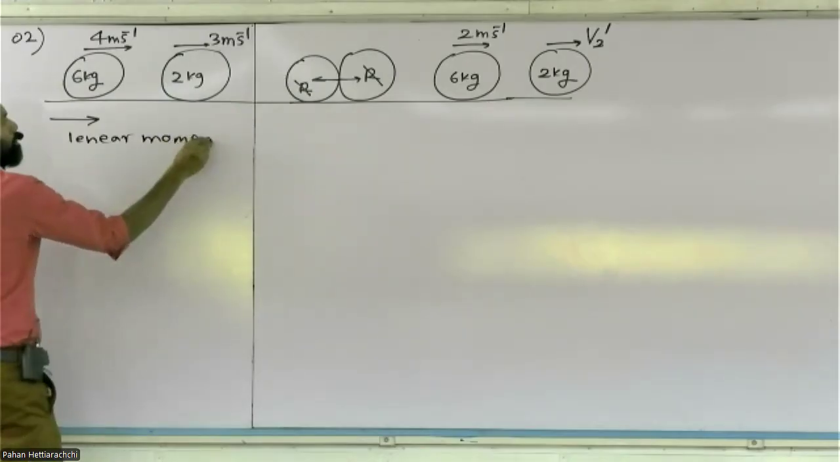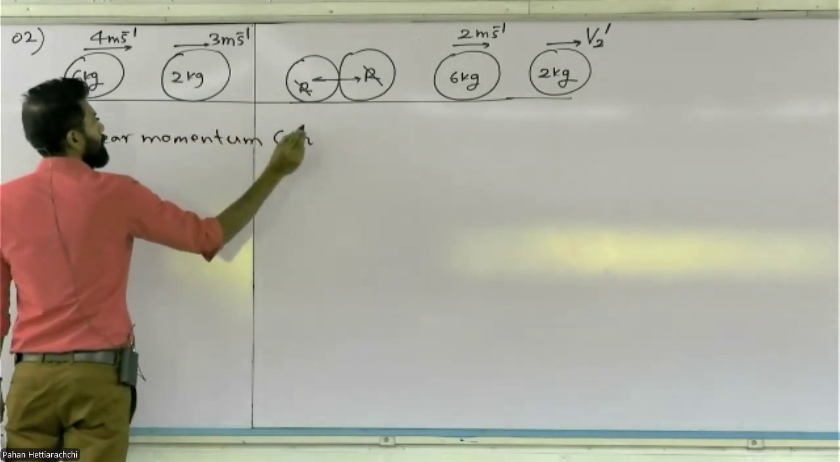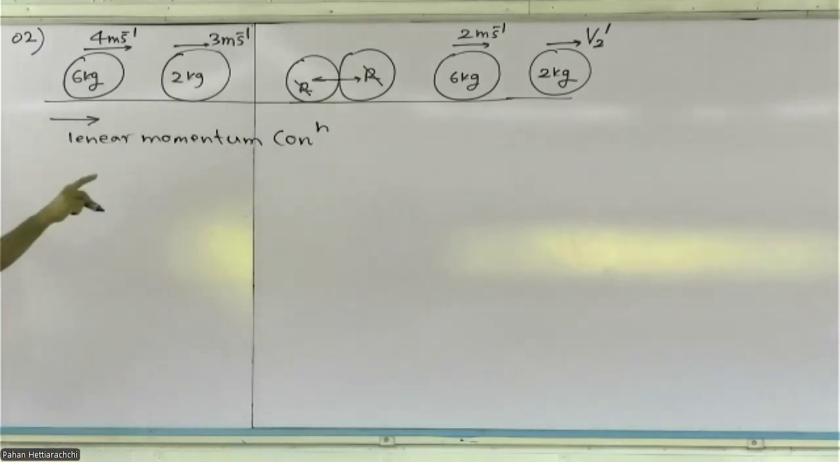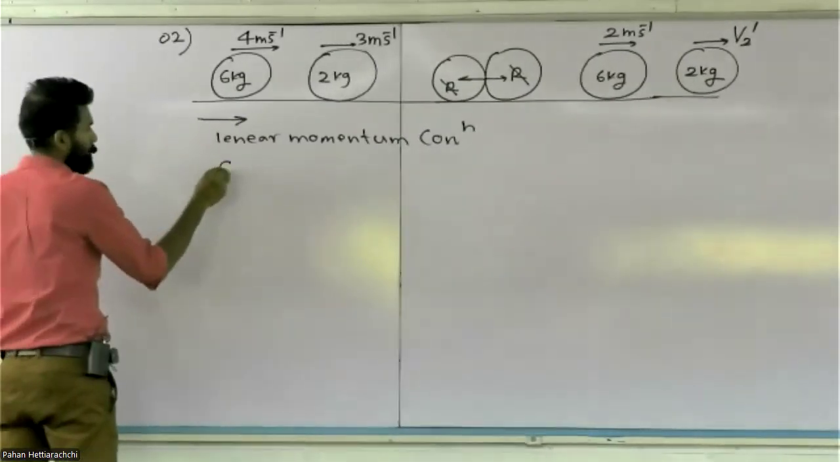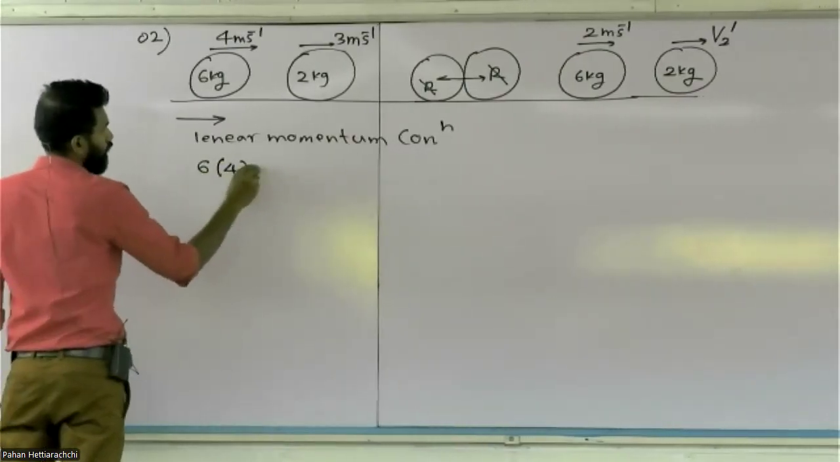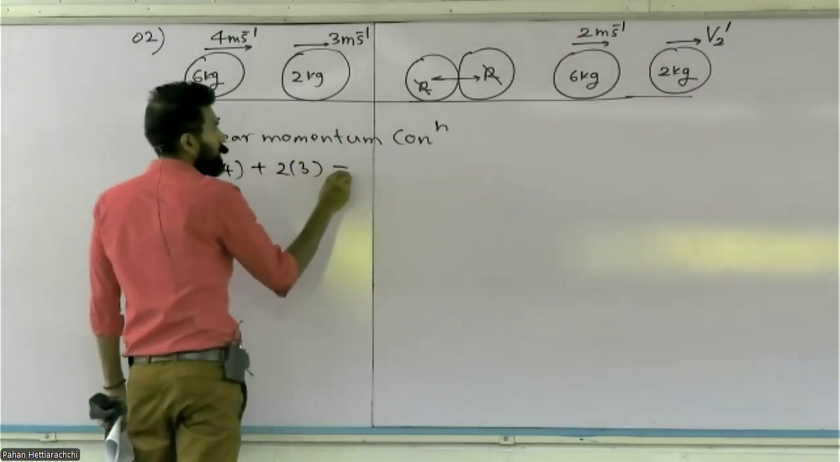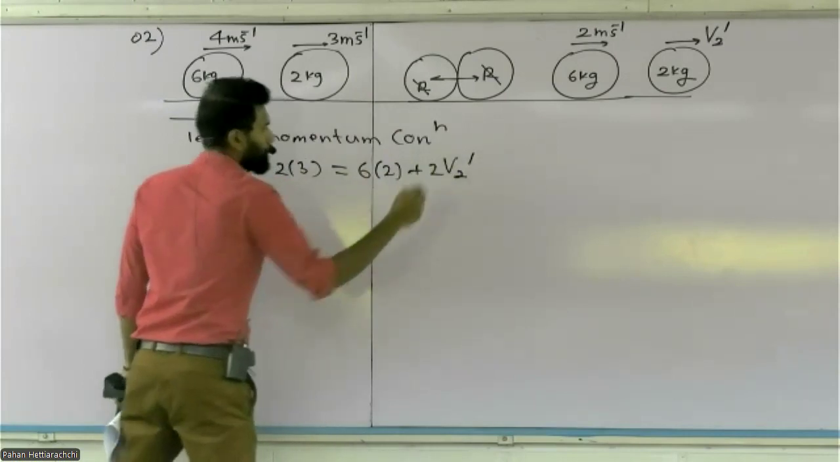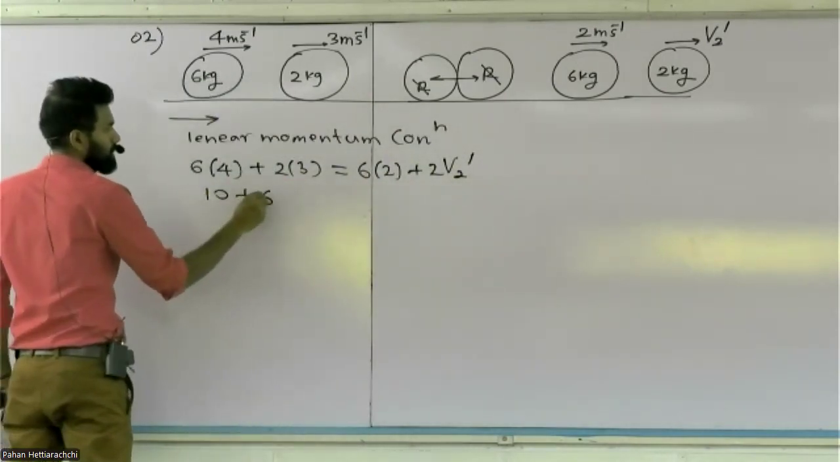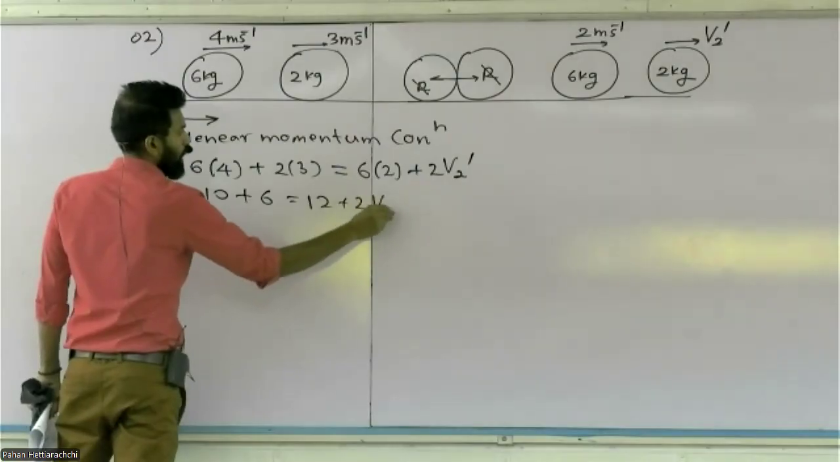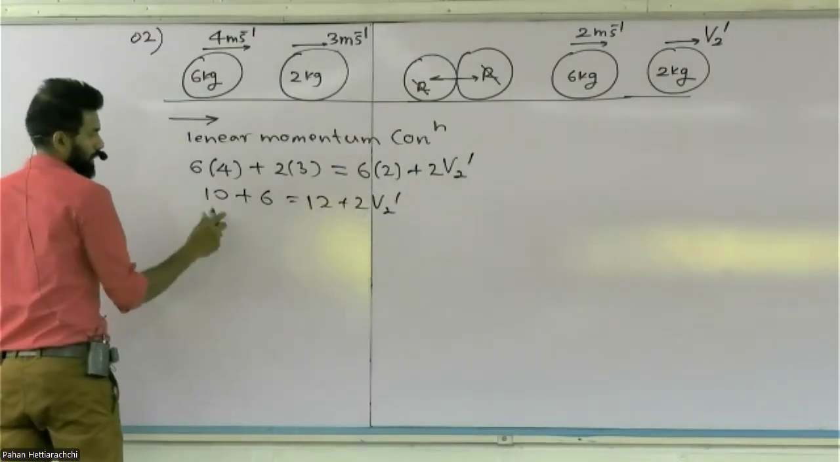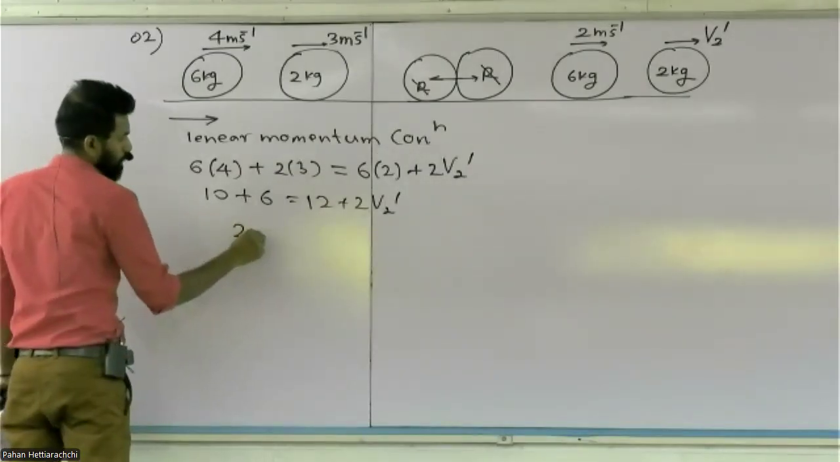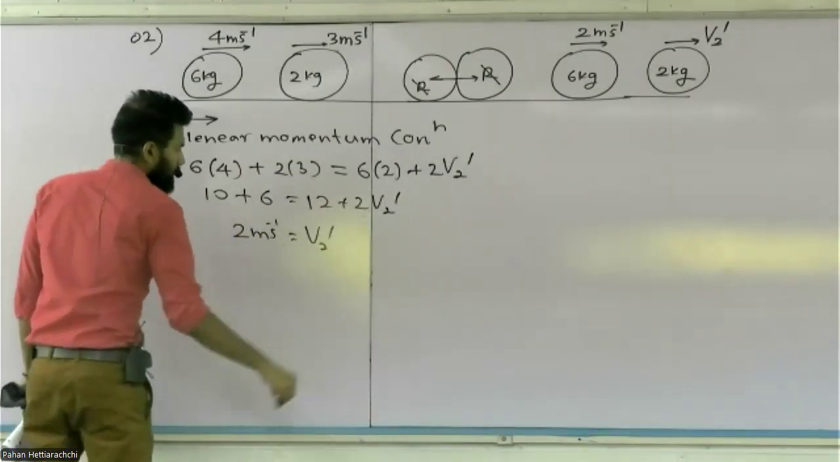I have to write it. Linear momentum conservation, and from an arrow I can indicate the direction horizontally rightwards. So the momentum is conserved horizontally rightwards. Okay, what are the initial momentum parts? 6 into 4 plus 2 into 3 will be equal to the final momentum parts, 6 into 2 plus 2 into V2 dash. 10, 6, 12, 2 V2 dash. 2 meters per second is the velocity I got.